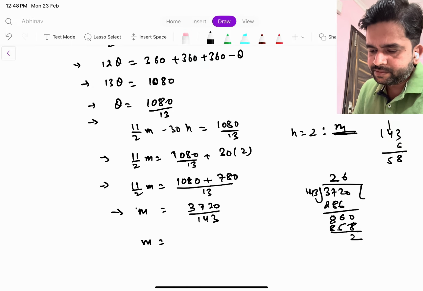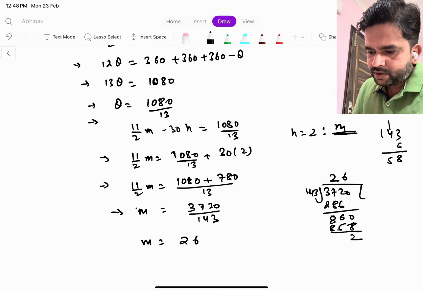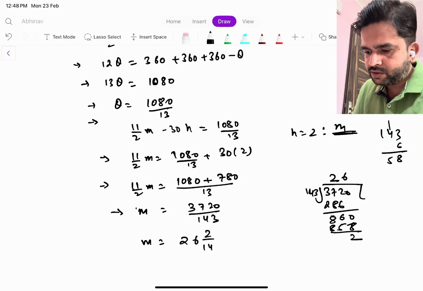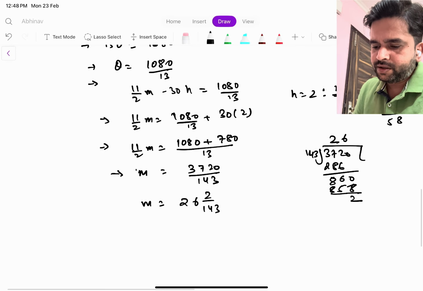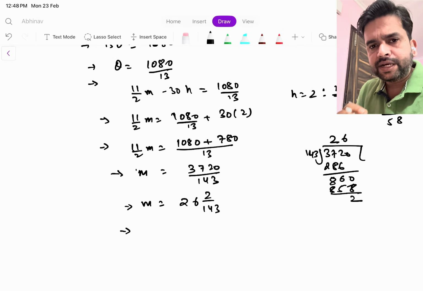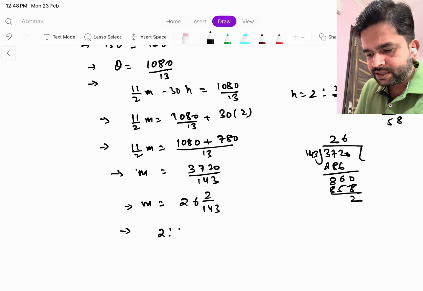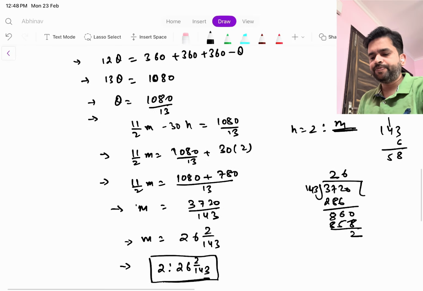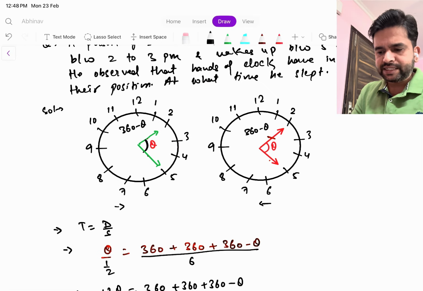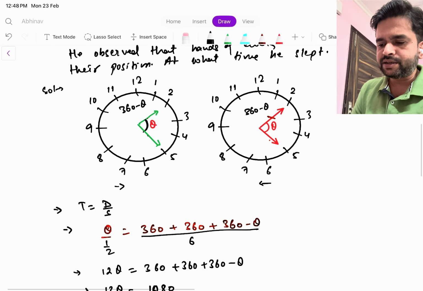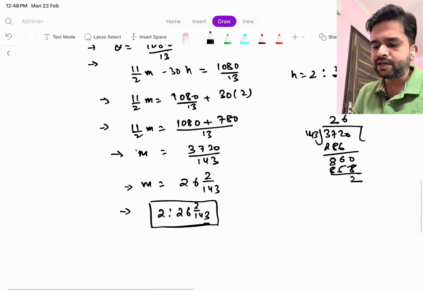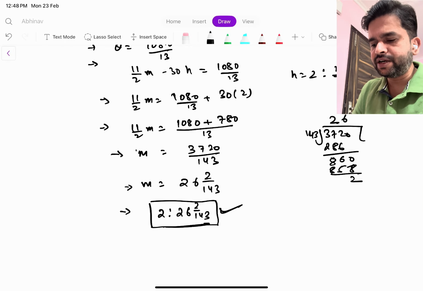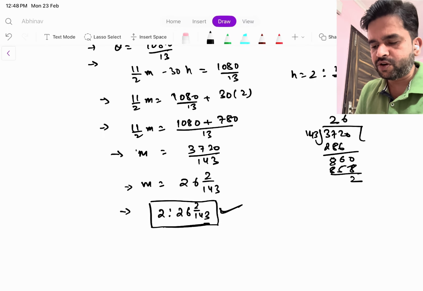So that time is 26 whole 2 upon 143. So the person went out a little after 2:26. So my correct answer is 2:26, and the second part is denoted in p whole q by r form. So this is my answer. Approximately we had guessed that it would be somewhere around 2:25, but we cannot guess it just by visualizing the diagram. So the correct time when he went out was 2:26 whole 2 upon 143.